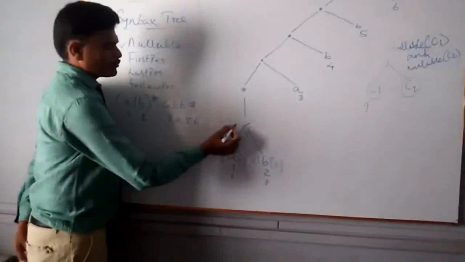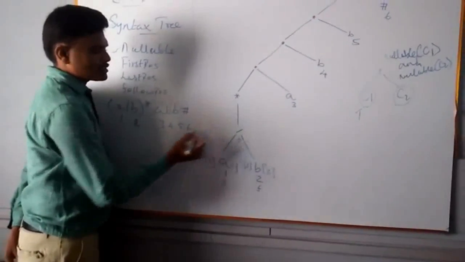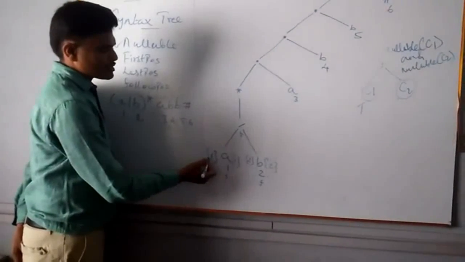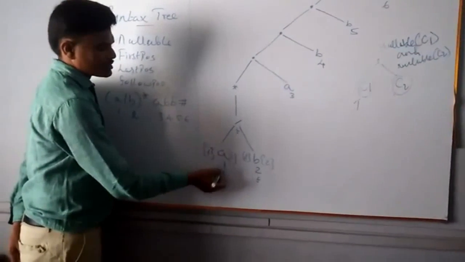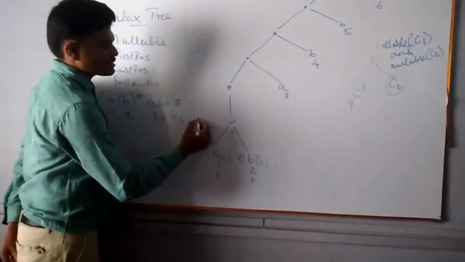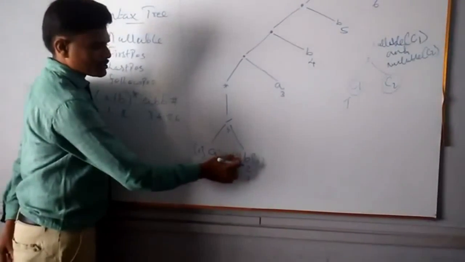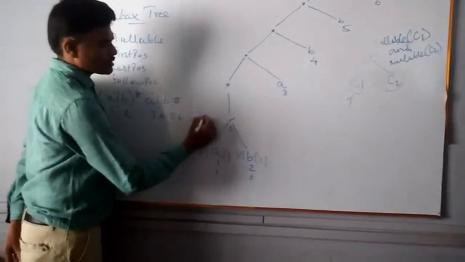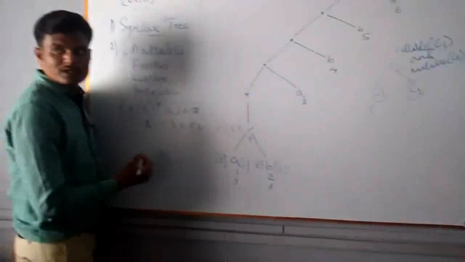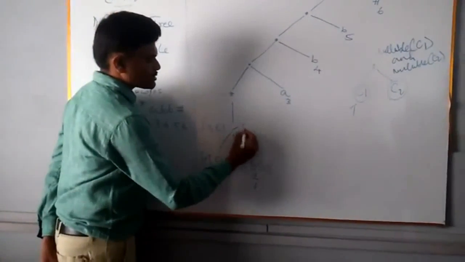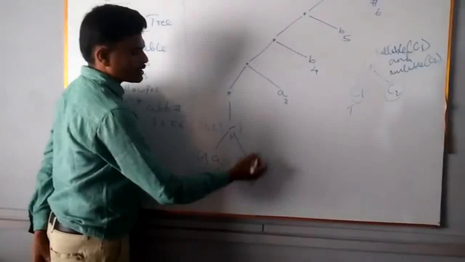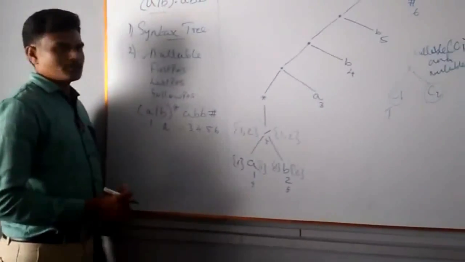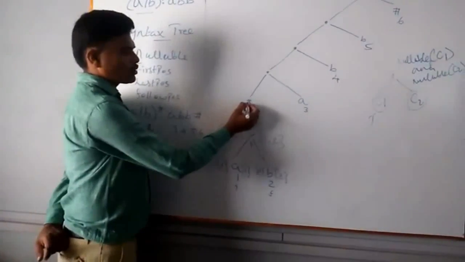Okay, and now we have to find the first position of this OR operator. Since nullable of C1 is false, your answer is first position of C1 union first position of C2. First position of C1 is 1 and first position of C2 is 2, so you get 1, 2. And for last position, last position of C1 union last position of C2, which is also 1, 2. Next we have to construct for the star operator.